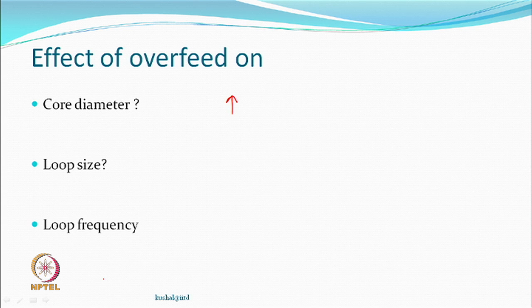What would happen to the loop size? It should also increase. Very good. And what should happen to the loop frequency? Decrease when you increase the overfeed. If we increase the overfeed in an air jet texturing process, keeping the constant air pressure, the loop frequency should decrease. Okay?